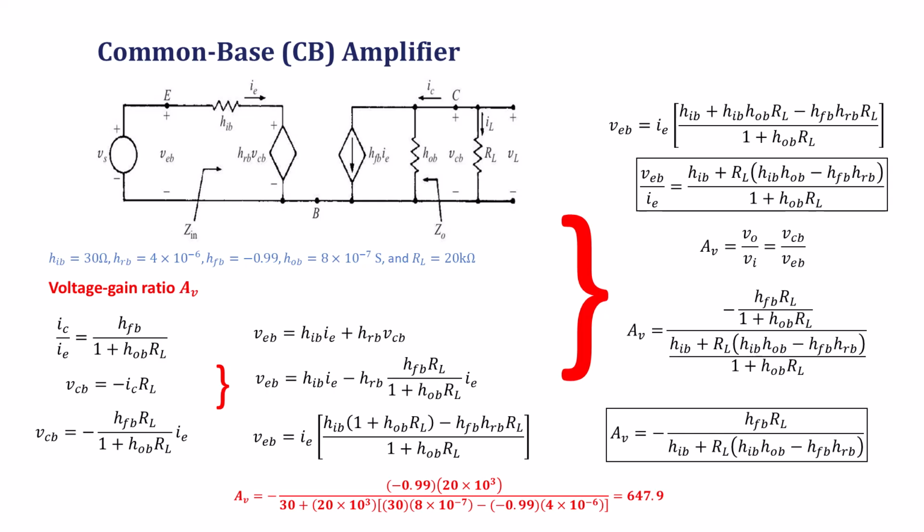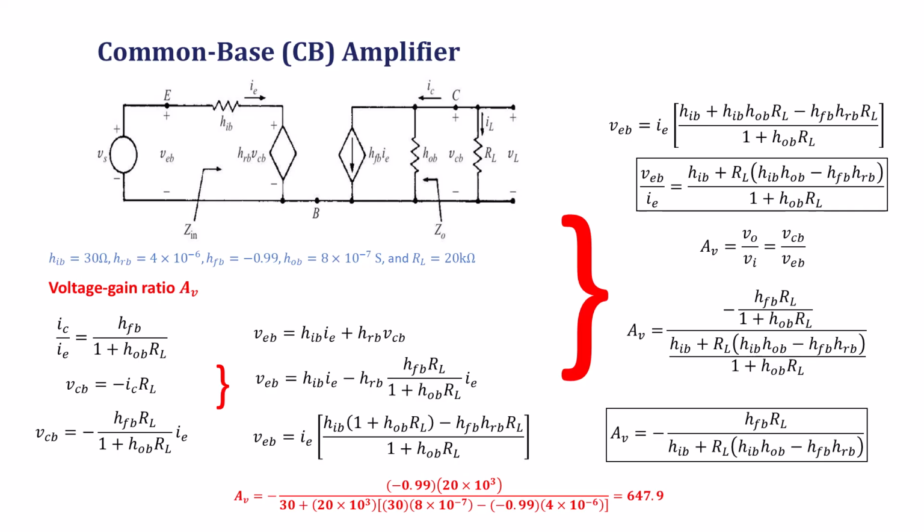Now we need an expression for VEB in terms of IE. Starting again from VEB equals HIB times IE plus HRB times VCB. We substitute in our expression for VCB, VEB equals HIB times IE minus HRB times HFBRL over 1 plus HOBRL times IE. Factoring out IE, we get VEB equals IE times the quantity HIB times 1 plus HOBRL minus HFB HRBRL all over 1 plus HOBRL.